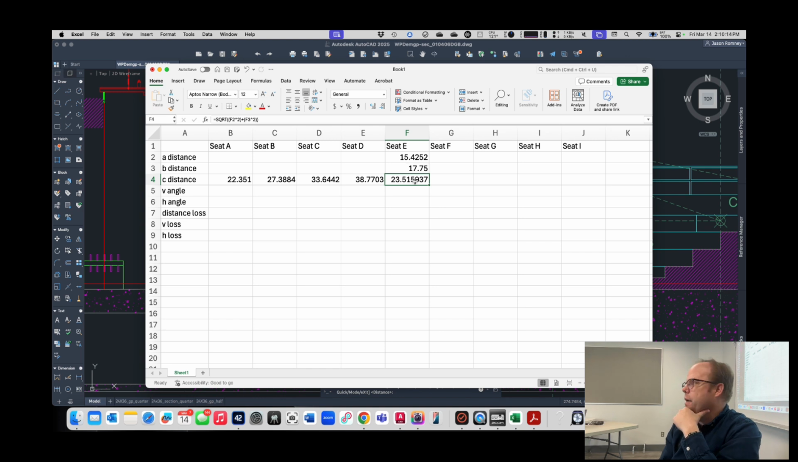And just to check the math here, we know the seat A is 22.3 feet. We would expect seat E to be a little bit farther away, right? Because if seat A is right there where the loudspeaker is, and then you go over here to seat E, there's going to be some extra distance involved there. So as long as seat E is a little bit farther than seat A, then I know I've done it right. If it's massively different, or if it's shorter, then I did something backwards or something wrong. So it looks like I did it right.